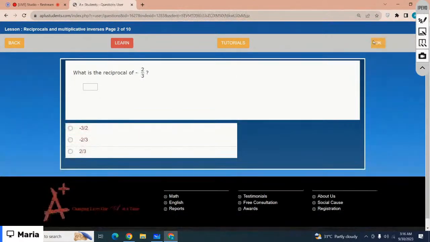Okay, what is the reciprocal of negative 2 over 3? Which is the correct option? You just have to interchange numerator and denominator, right? The negative sign must be there. It would be negative 3 over 2, right?